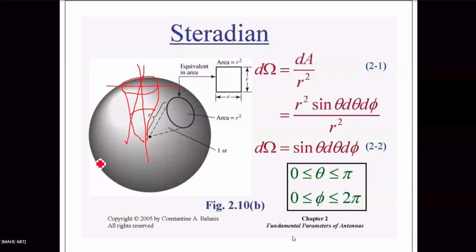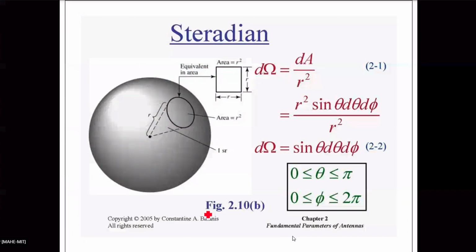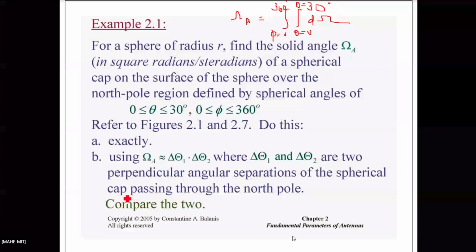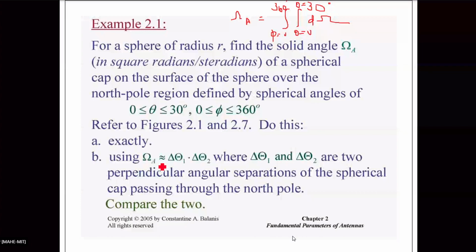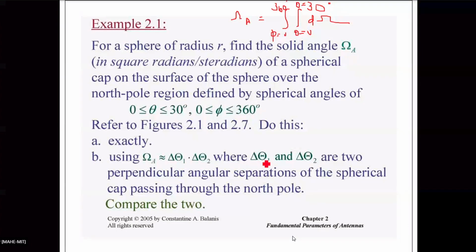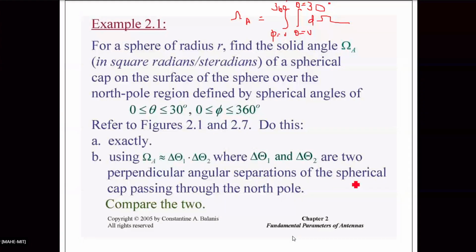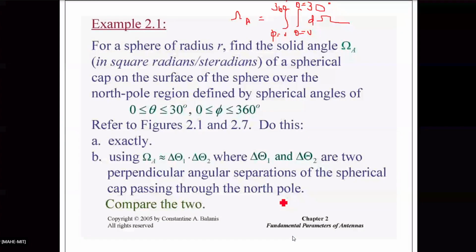So, okay, I'll just tell you. The first method you have seen exactly. Approximate method: omega A is approximately equal to delta theta 1 into delta theta 2, where delta theta 1 and delta theta 2 are two perpendicular angular separations of the spherical cap passing through the north pole. I hope you understood now.